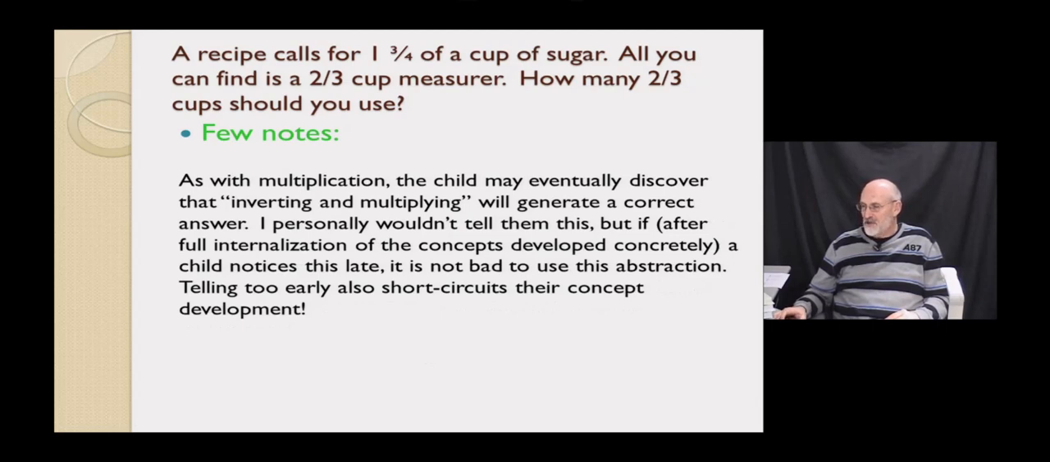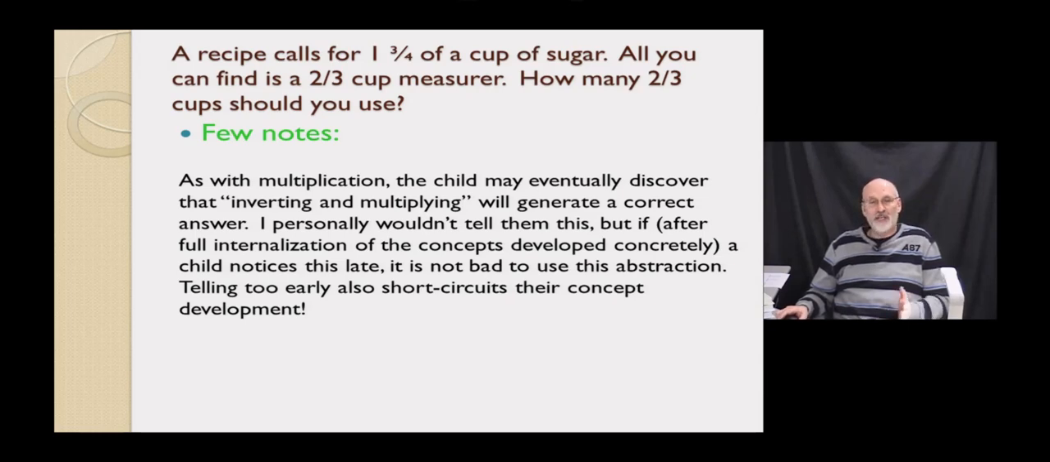So it builds on what they already understood. Again, no inverting and multiplying. Eventually, I would never tell the child that, but eventually the child may say, oh, I could have done this if I just inverted and multiplied. And as long as they've already internalized all the other operations, I'd say, oh, that's really nice that you noticed that. Yeah, you can go ahead and use it, as long as you really have the concept about where it came from. Go ahead and take that shortcut if you want to.